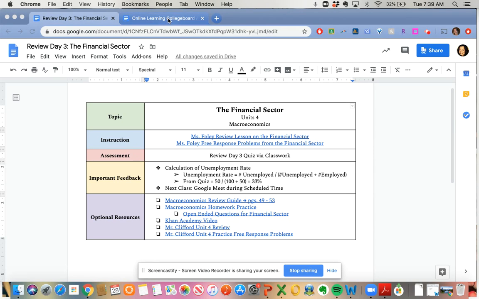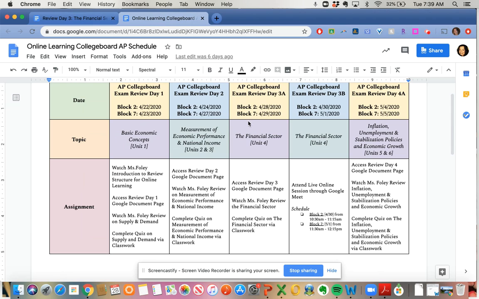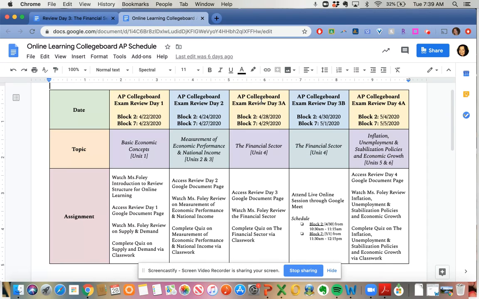So, if we take a look at our calendar, where are we? We are right over here, where it is exam review day 3A. If you're in block 2, this is happening on the 28th. If you're on block 7, this is happening on the 29th. The topic today is the financial sector.